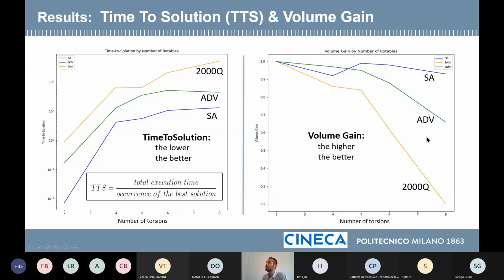Then you have the volume gain. So here instead, the higher the better. For what concerns the volume, as we've seen also in the previous slide, Advantage seems to work well for small problems, but then there is this exchange. The simulated annealing outperforms Advantage when you go to higher order, high dimensional problems.